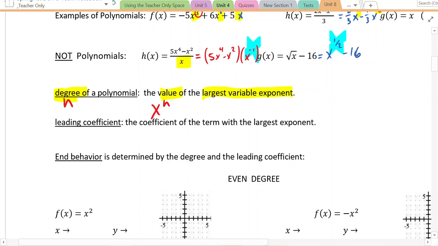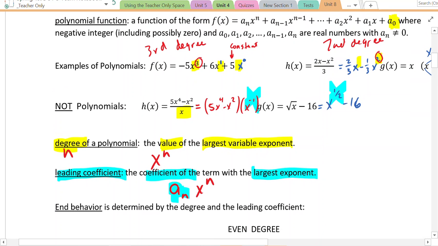Then there's leading coefficient. Basically, it's the coefficient of the largest exponent term. So for x to the n, this would be a subscript n of x to the n, where the leading coefficient is that number. So if we look up in our first example, -5 is the leading coefficient, and what we write is L period C period. We just abbreviate it that way. Leading coefficient is -5 for this.